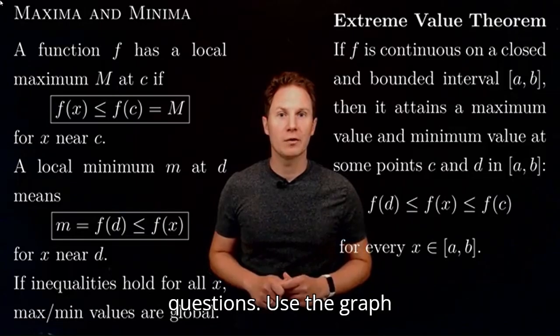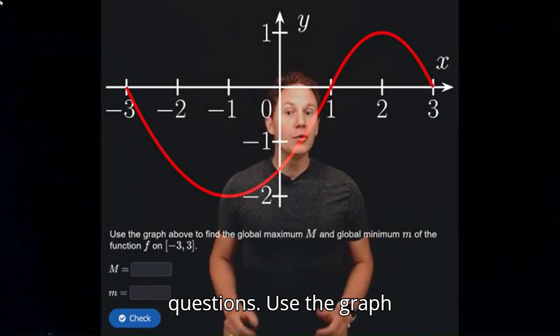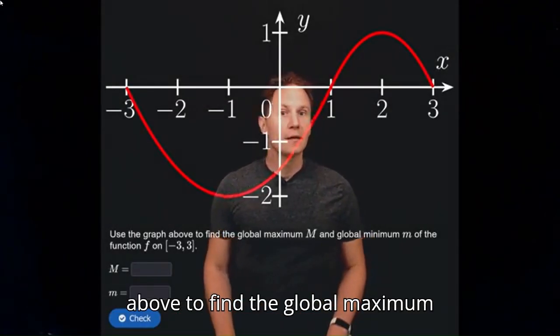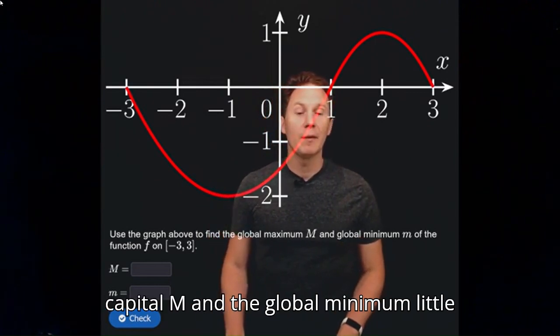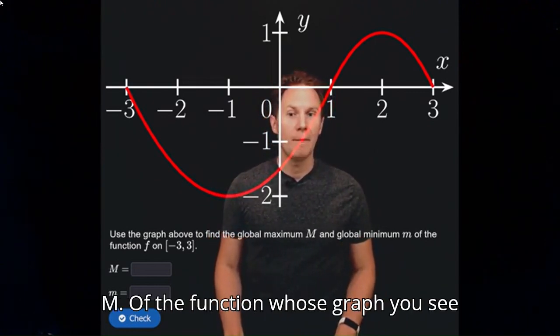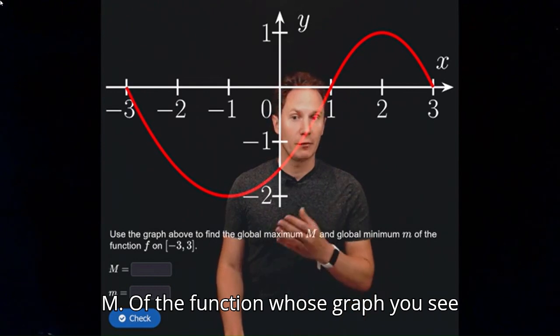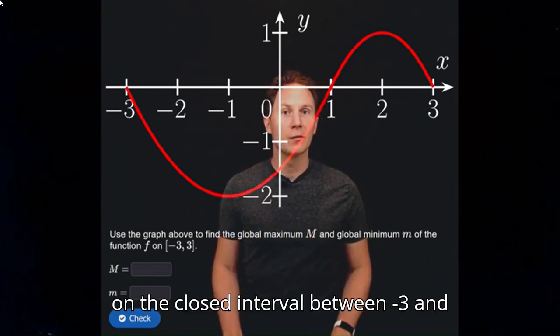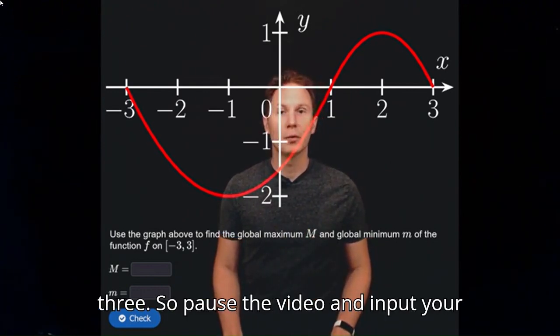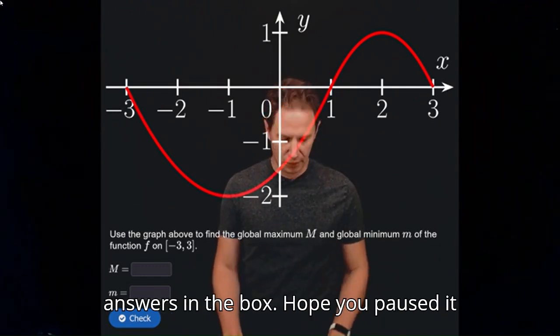Let's answer some questions. Use the graph above to find the global maximum, capital M, and the global minimum, little m, of the function whose graph you see, on the closed interval between -3 and 3. So pause the video and input your answers in the box.